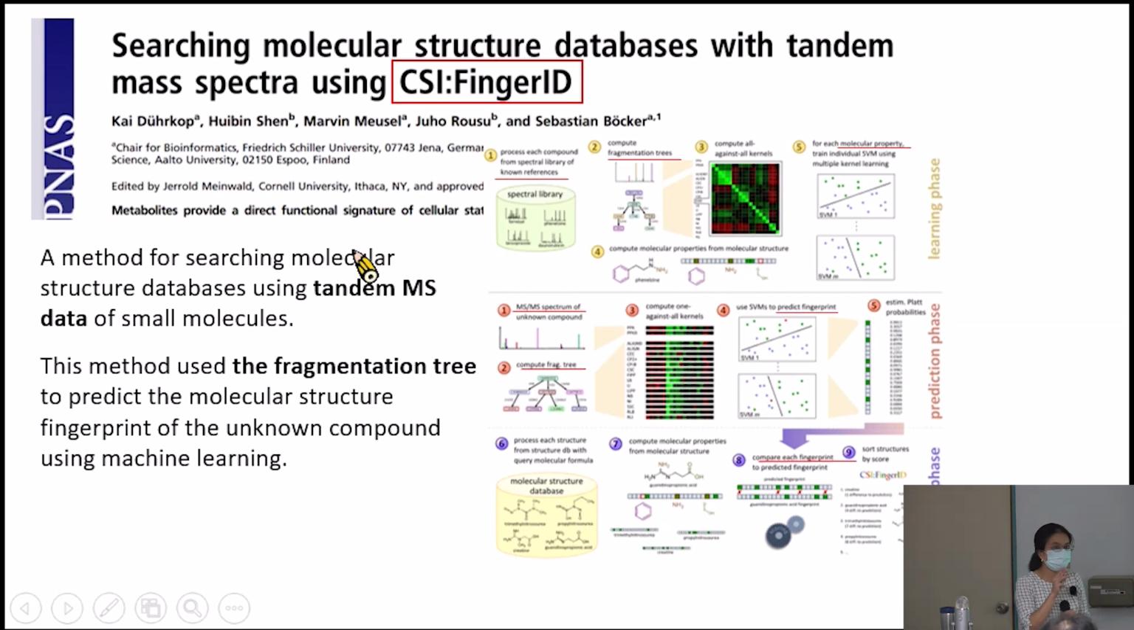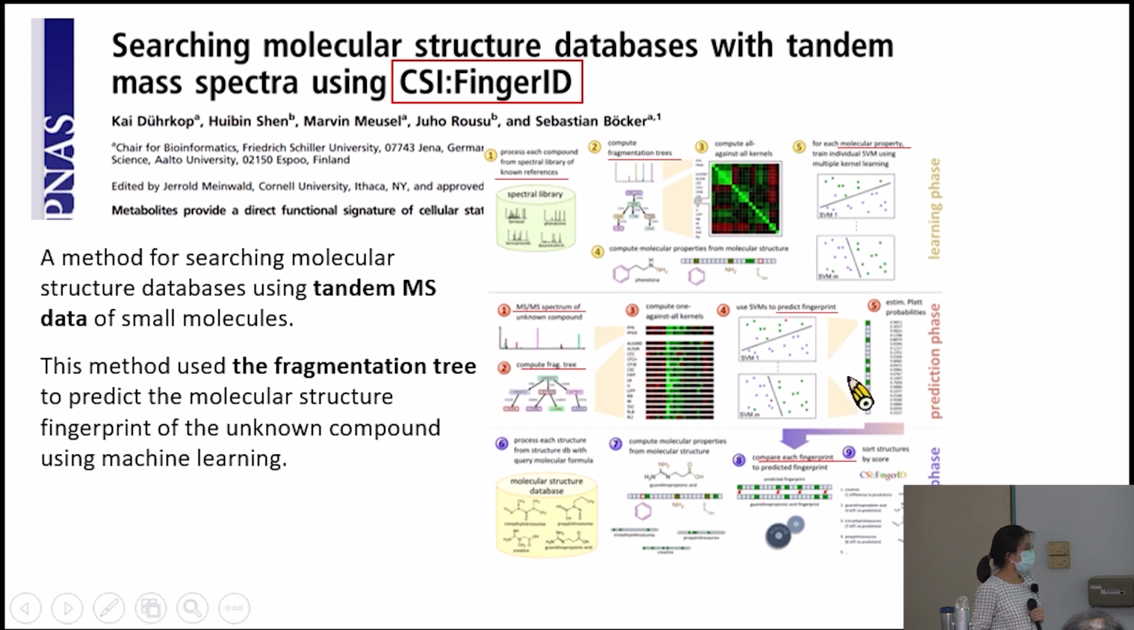Basically, they have three steps in this platform. The first one is the learning phase. In this learning phase, they used the mass spectrum data from the reference library, and then they generated the fragmentation tree. Then they used this fragmentation tree to predict the fingerprint. So this is the first stage, for learning. After the system learns how to predict the fragmentation tree and the fingerprint, they move to the prediction phase.